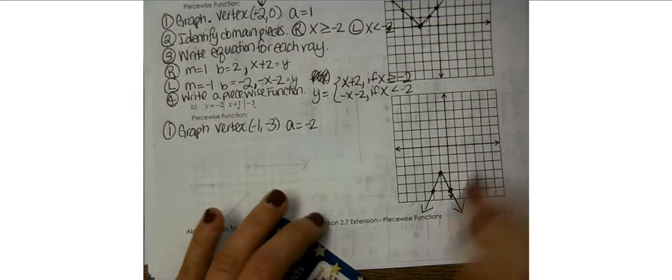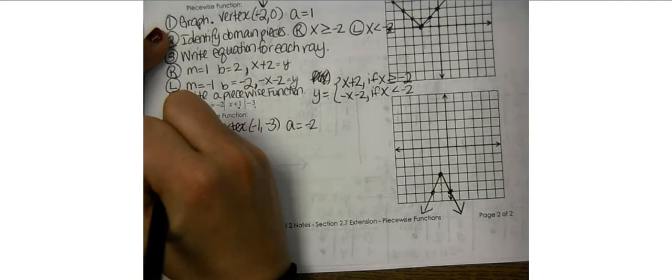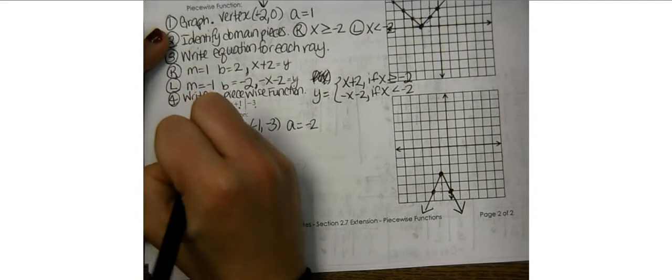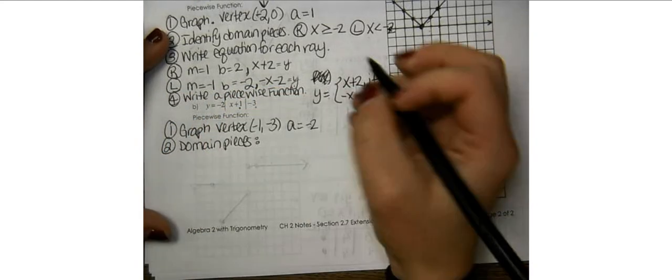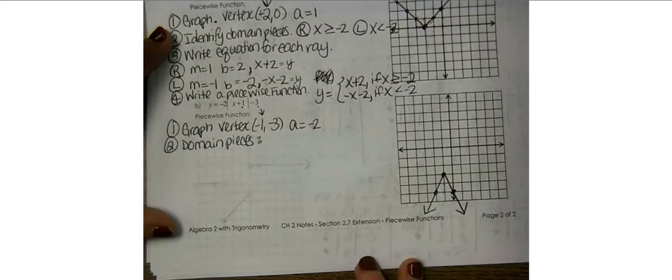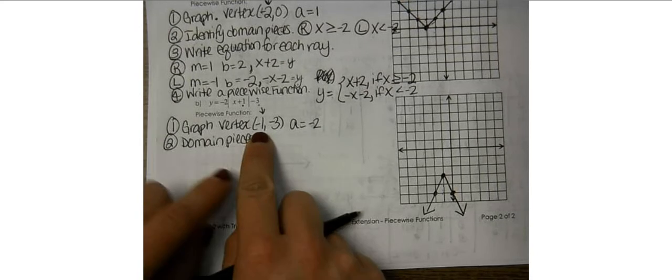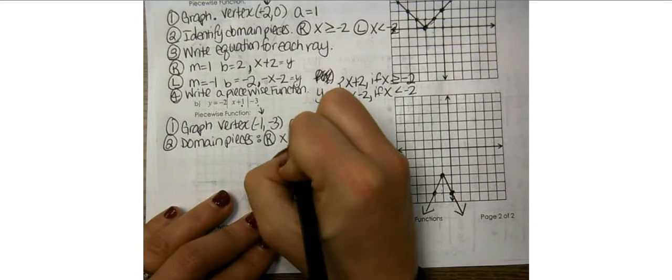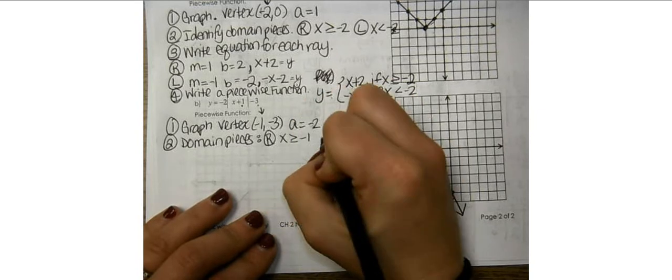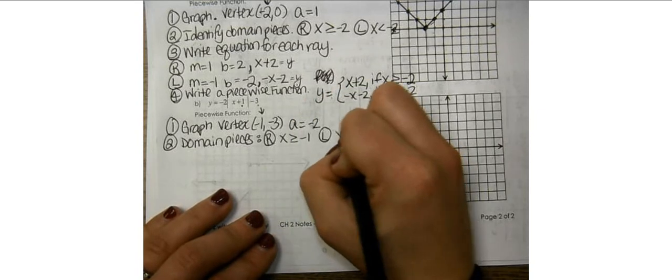Great. Step number 2 is to identify our domain pieces. Our domain pieces are based on the vertex x. So in this case, my x part of my vertex is -1. So the right-hand side of my graph is going to be where x is greater than or equal to -1, and the left-hand side of my graph is x is less than -1.